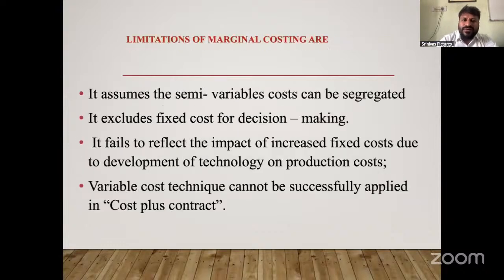And what are the limitations of marginal costing? Marginal costing assumes that semi-variable costs are segregated. It excludes fixed cost from decision making. It fails to reflect the impact of increased fixed cost due to development of technology and production cost. Variable cost techniques cannot be successfully applied in cost plus contracts.